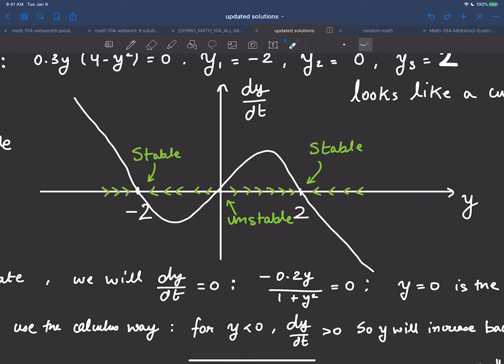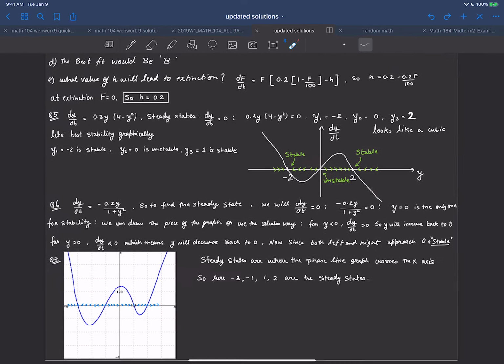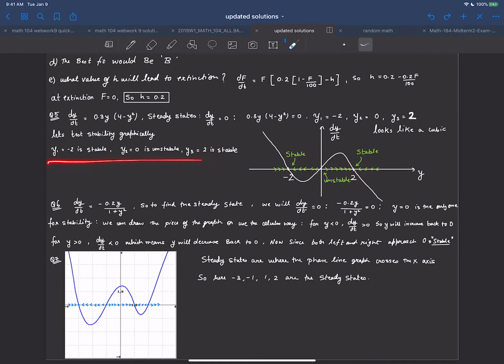Again, at 2, you can do the same analysis or draw a tangent. What you'll see is that just before this point the tangent is positive, which pushes you back in to increase. If you're at some point bigger than 2, the tangent is negative, which pushes you back here. Which means this state is also stable. And that's how you can comment on their stabilities using the graph.